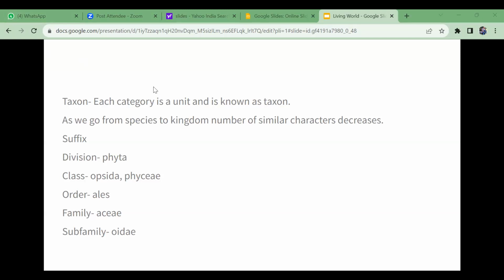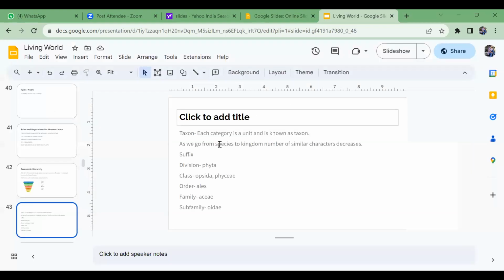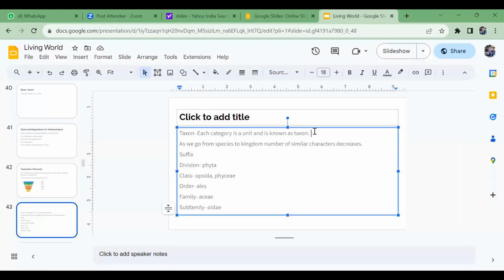Okay. Now let's see the difference between a taxon and a category. See, taxon and category are not completely synonyms. You can't say this is a taxon or category. A taxon is a group of organisms occupying a taxonomic rank. I'll just type for you all here.